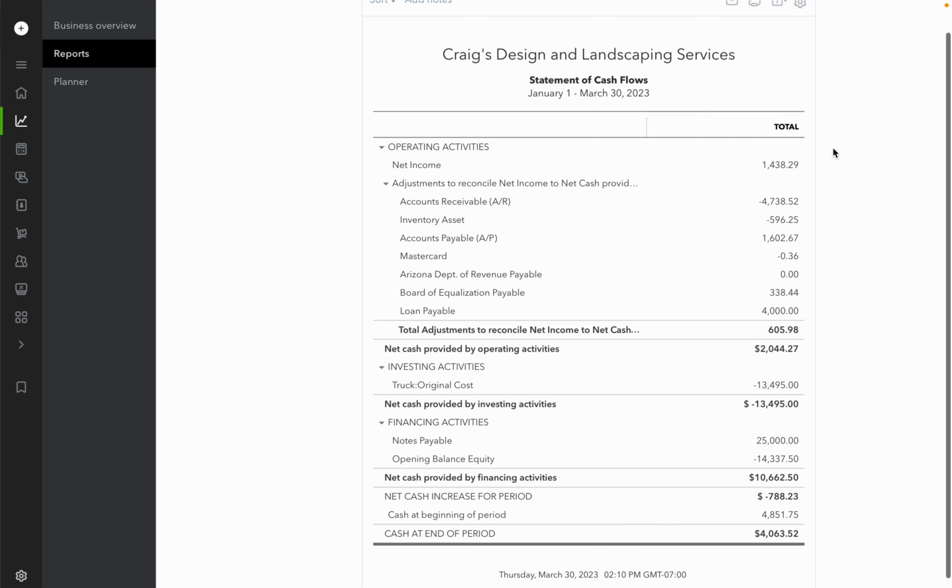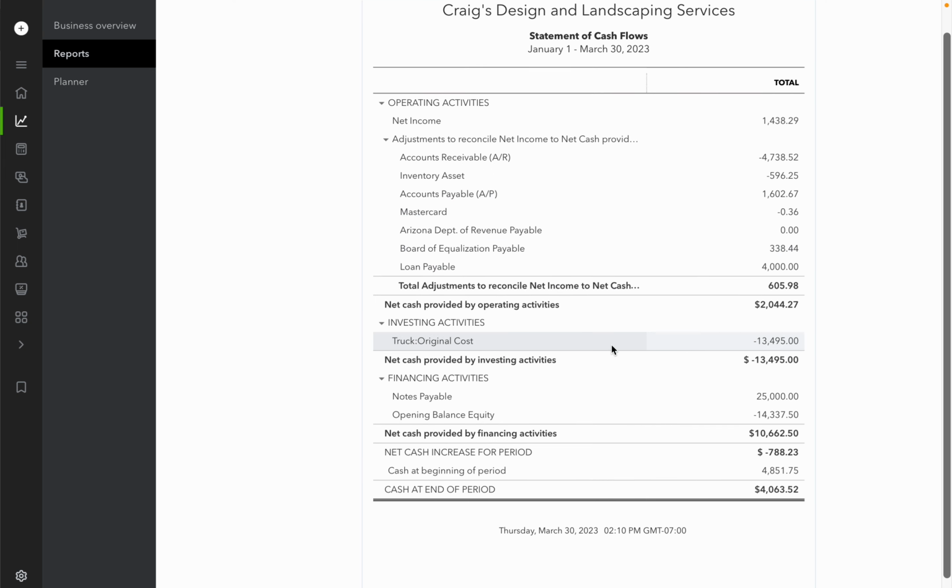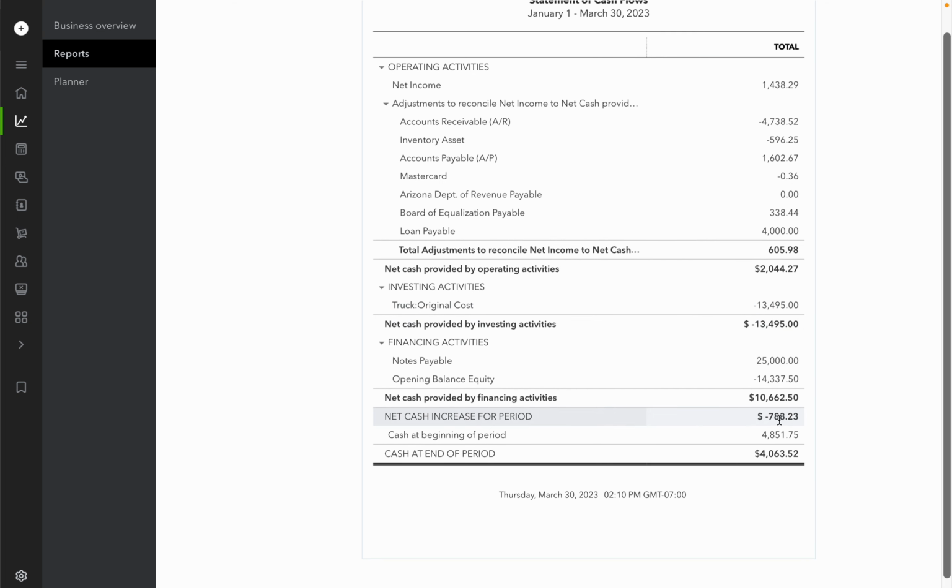So when we're looking at this, you're going to have adjustments to reconcile net income. This is going to show all of the activity that is coming in and out for the operating activities. This is going to be your income statement. You're going to have your investing activities. This is the change in net cash per the balance sheet. And then you're going to have the financing activities. This is going to be the change in net cash per the equity section of the balance sheet.